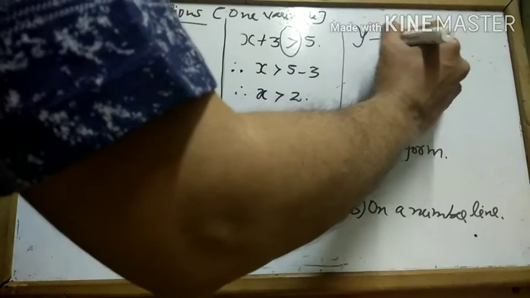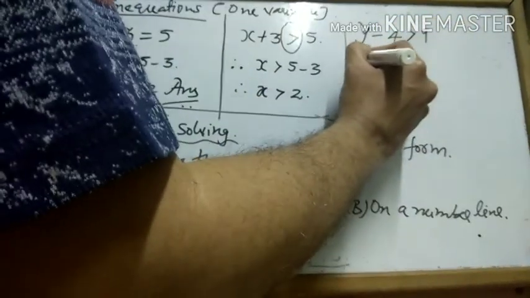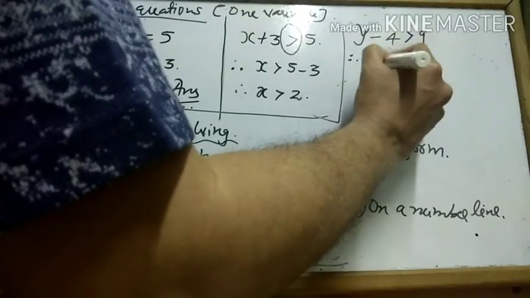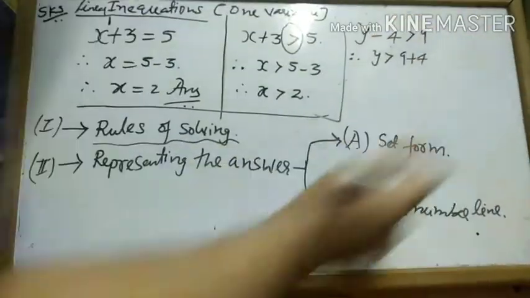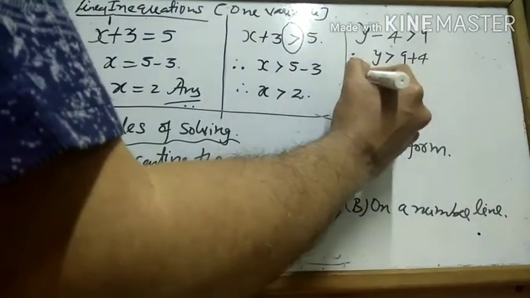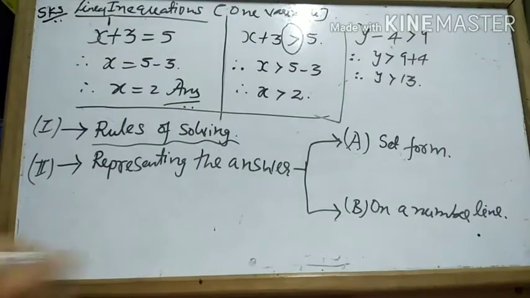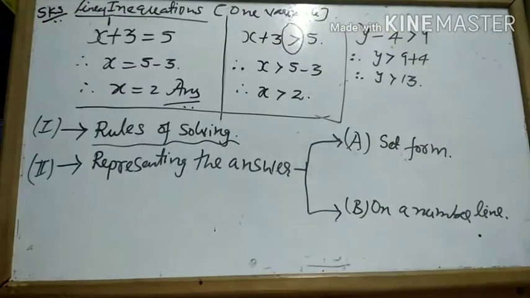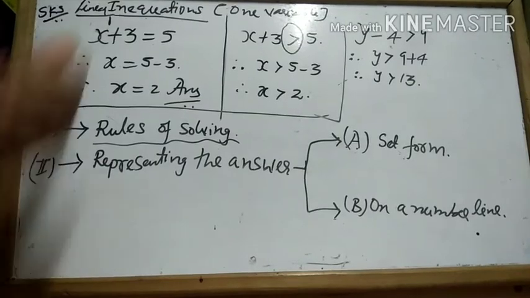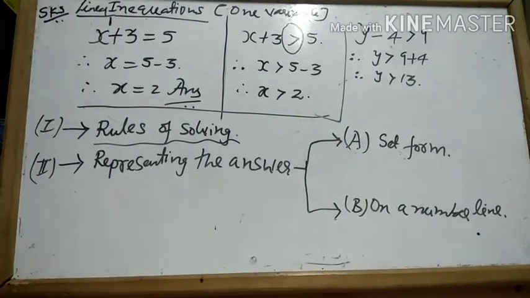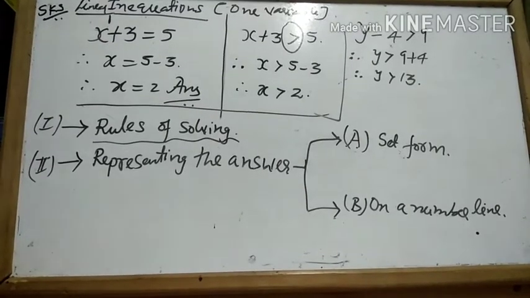Suppose you are given an inequation this way, y minus 4 is greater than 9. Therefore, if I take negative 4 to the other side, it will become positive 4, so 9 plus 4. So y will be greater than 13. So these are the rules of addition and subtraction, which are the same as what we did in equations. The addition and subtraction rules remain the same.